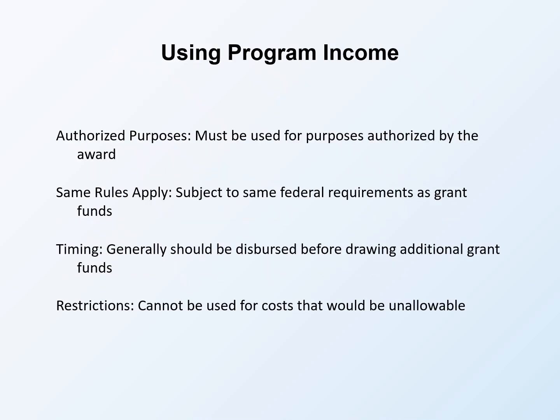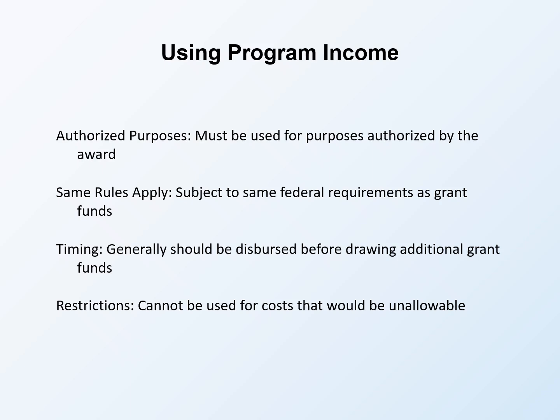How program income can be used is governed by the same requirements that apply to grant funds. Understanding these constraints ensures proper use of program income. Authorized purposes mean program income must be used for purposes authorized by the federal award. You cannot divert program income to unrelated activities or general organizational purposes. The income is tied to the grant and must support grant-related objectives.